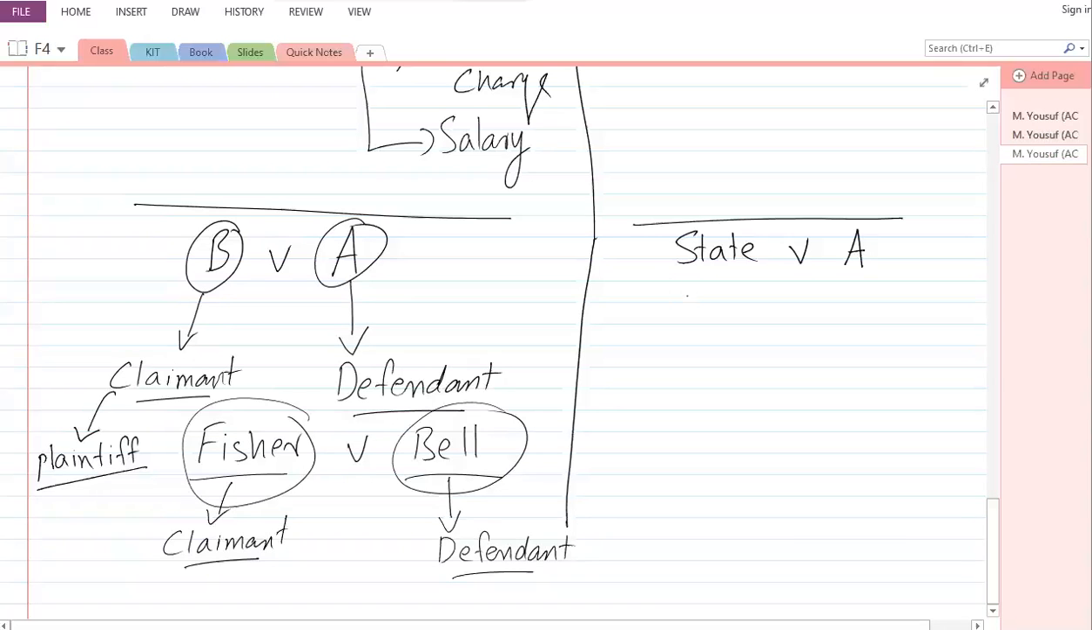State means the law, and law is approved by the Queen because royal assent is provided by the Queen, and in Latin the Queen is called Regina. The word Regina gets shortened and it became Rex, and nowadays only R is used. So the case name becomes R versus A.